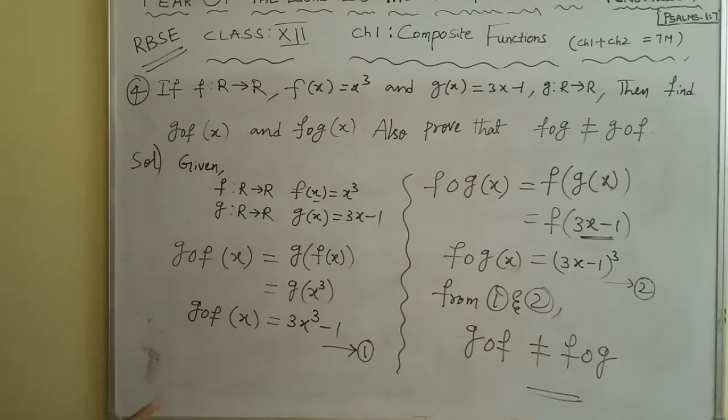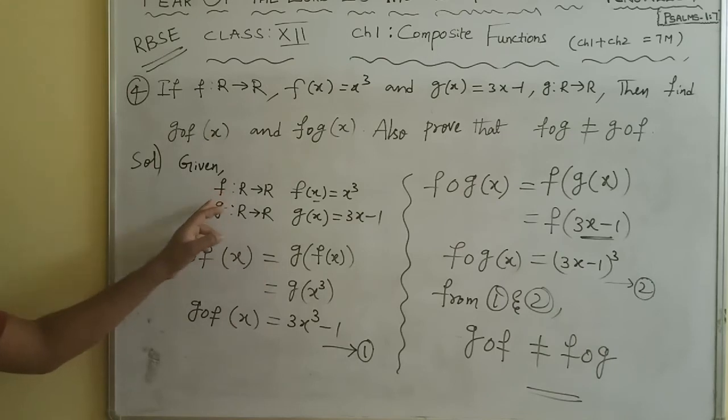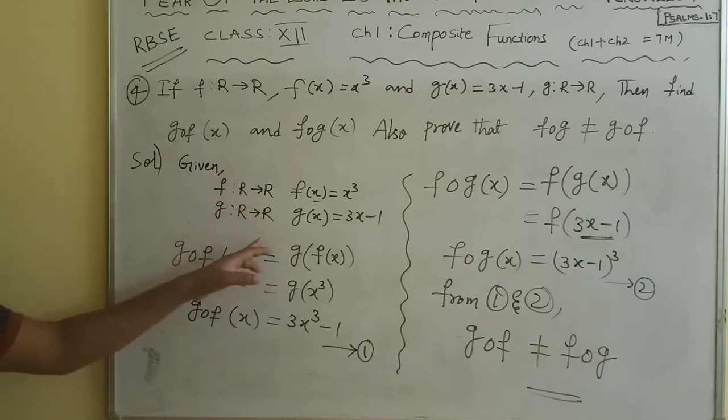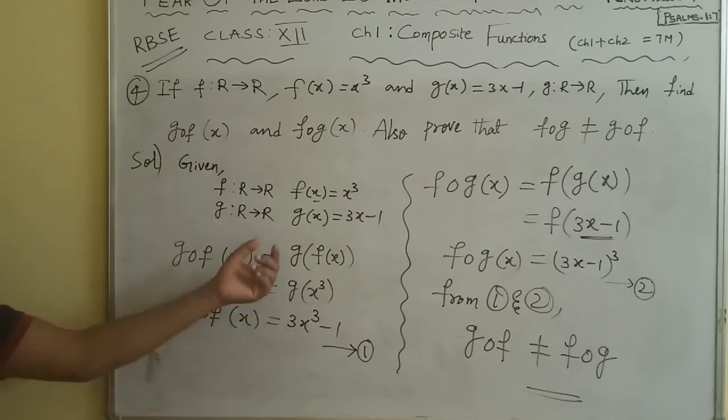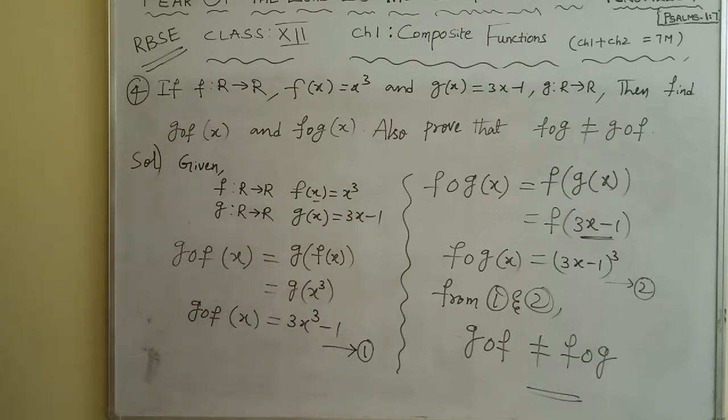So what we have done here: first f is given, that means f is R to R and g is R to R. That means f maps R to R, g maps R to R, f of x is x cube, g of x is 3x minus 1. We just substituted f of x and g of x values to get our answer. Understood now? I hope you all understood. Let's move on to the next problem, that is problem number 5.